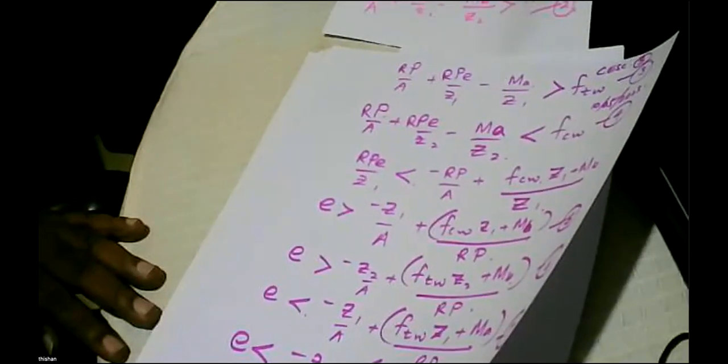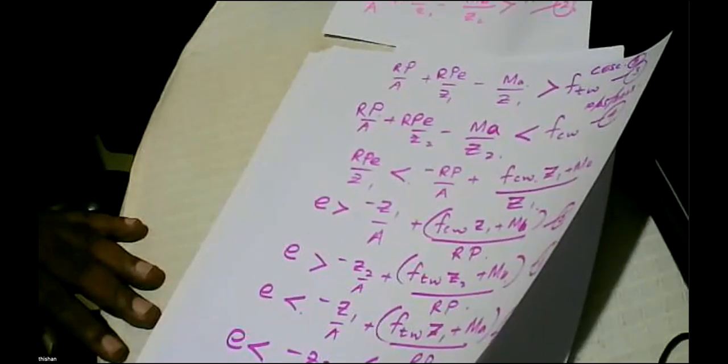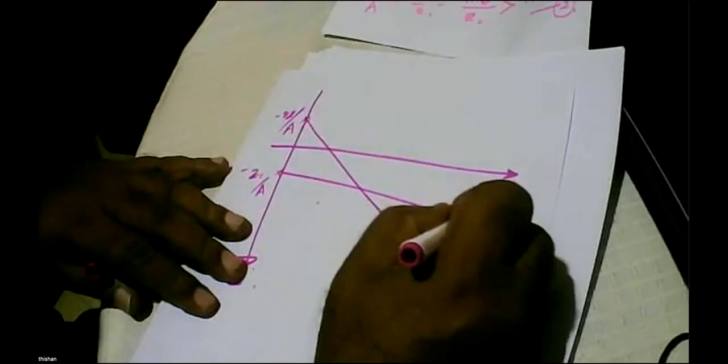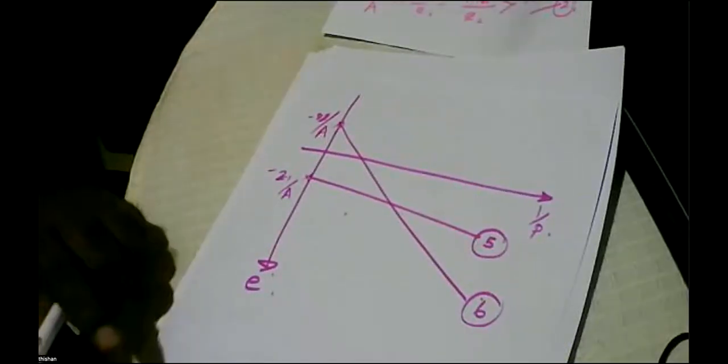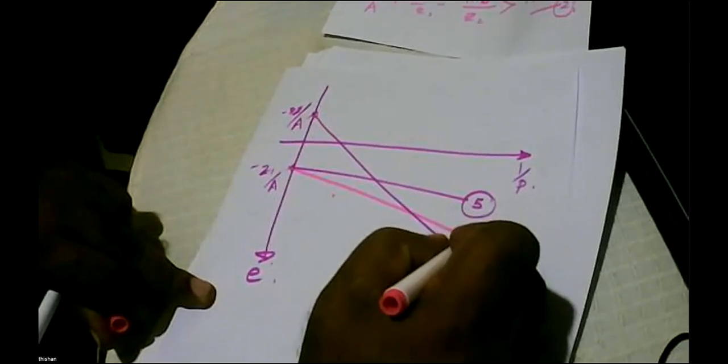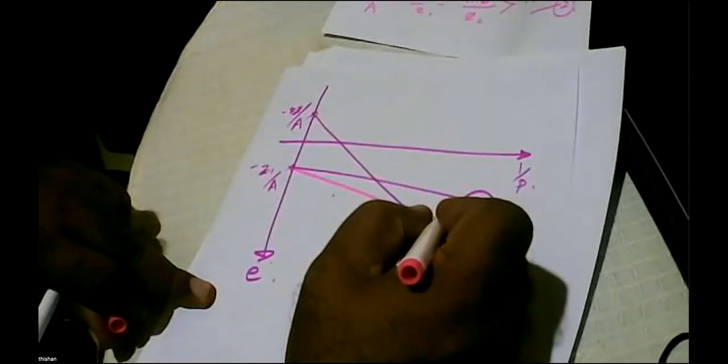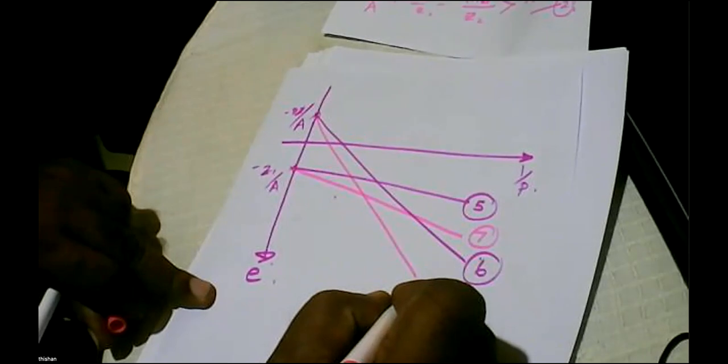Now what we do is, equations number 5 and 6 say it should be greater than. And then we have two more equations which say e should be less than. That means e should be less than number 7, and e should be less than 8.